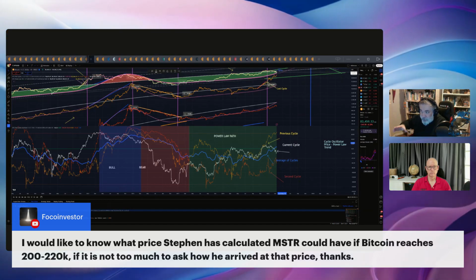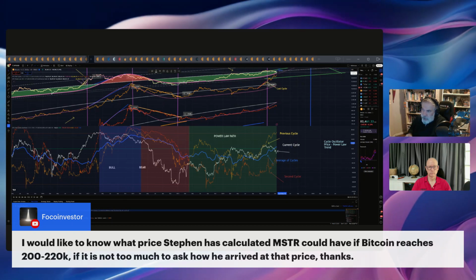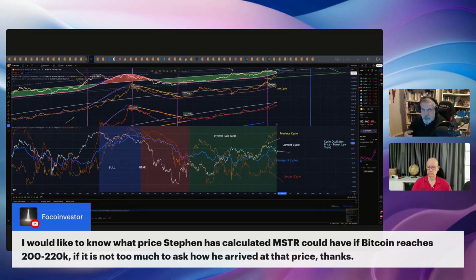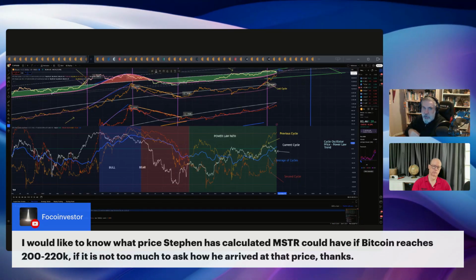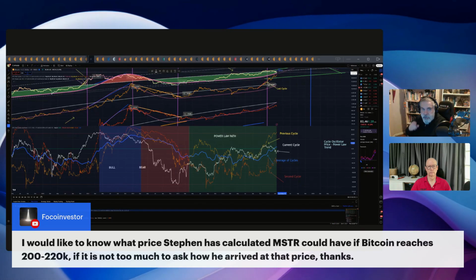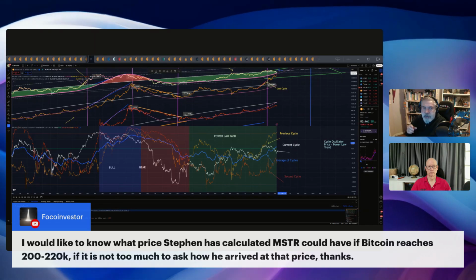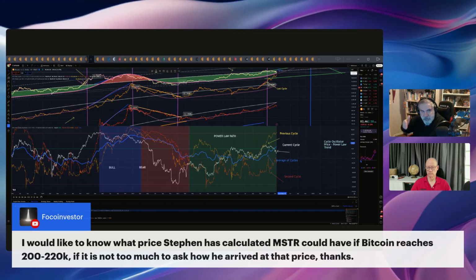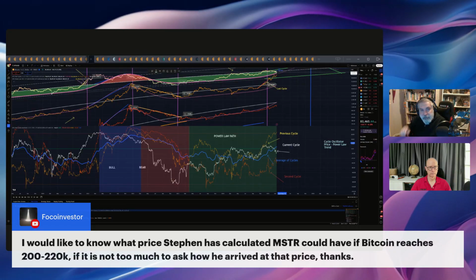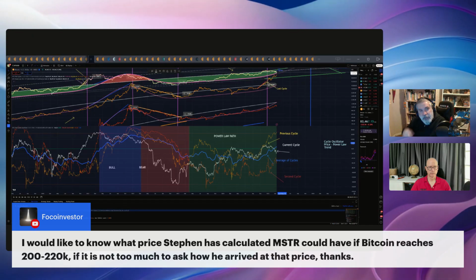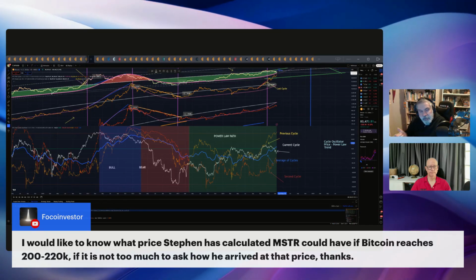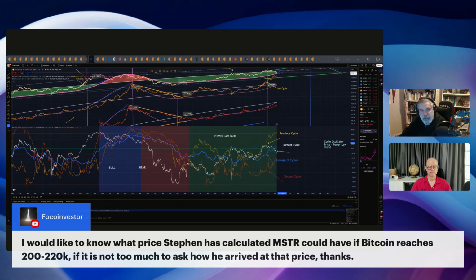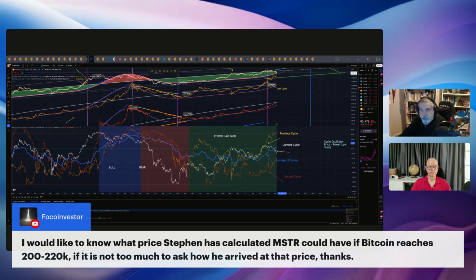But if it is true that there is a non-linear relationship between MicroStrategy and Bitcoin, and it is a power law, then we take the power. We don't multiply, we take the power. So you take 200,000 divided by 84,000, we can eliminate the zeros. You take the power of 1.3 and then multiply by the price of MicroStrategy. And what I get is $809, to be precise.